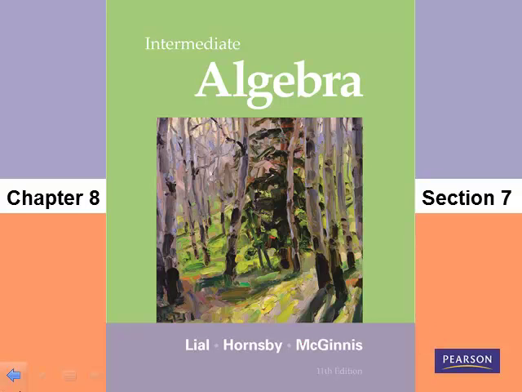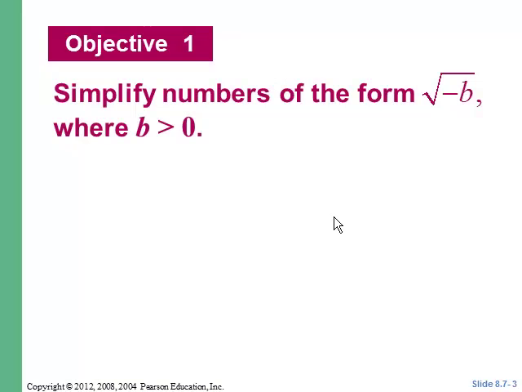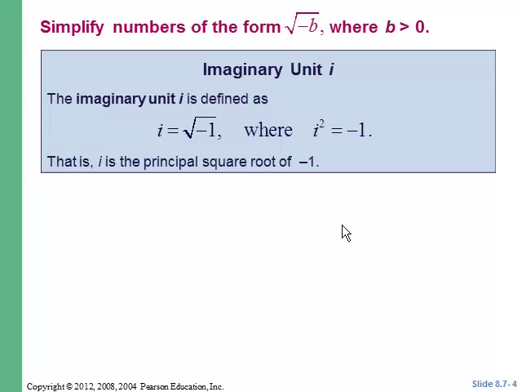All right, we're on our last section, Chapter 8, Section 7, and it's Learning Plan 412, Complex Numbers. Complex numbers is where we get into those spaces where we have the square root of a negative number. We're going to have different kinds of complex numbers, add them, multiply, divide, and find the powers. So let's talk about simplifying them.